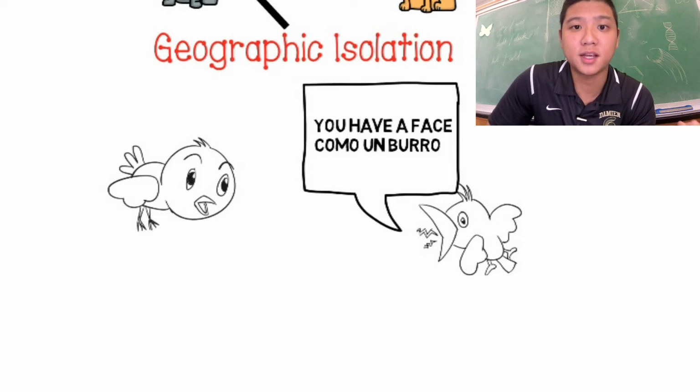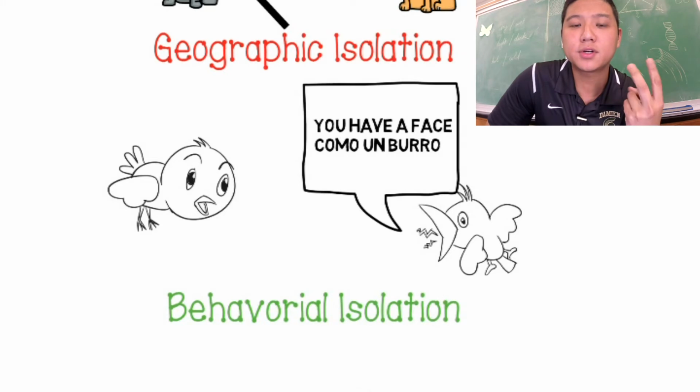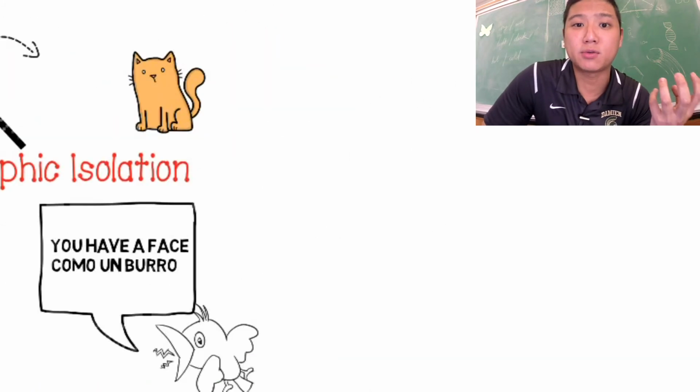So here the bird is saying, "You have a face como un burro," which he's trying to be romantic and hit on this bird. But what he doesn't realize is the other bird is no longer attracted to his song, because in reality he says, "You have a face like a donkey." And so this is an example of behavioral isolation, because the behaviors no longer match the current mating rituals between these two species.